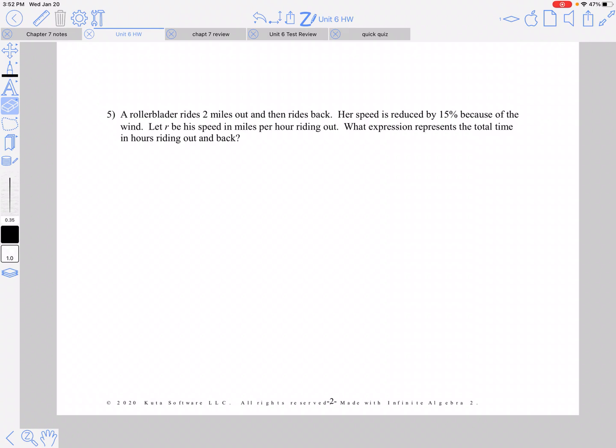Okay, this is 6.4, question number 5. And the first thing that we did talk about that you need to remember is distance equals rate times time. So this formula we're going to use a lot in the next little bit.